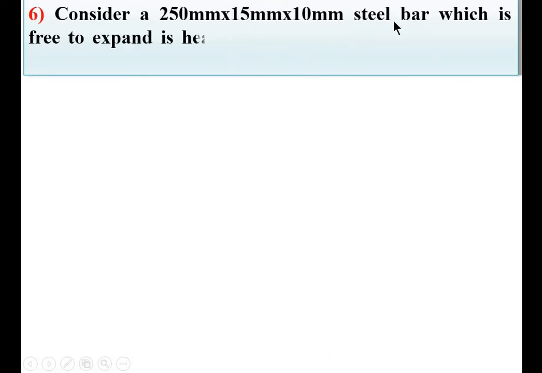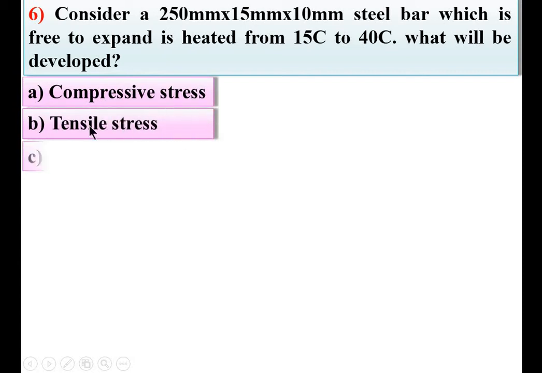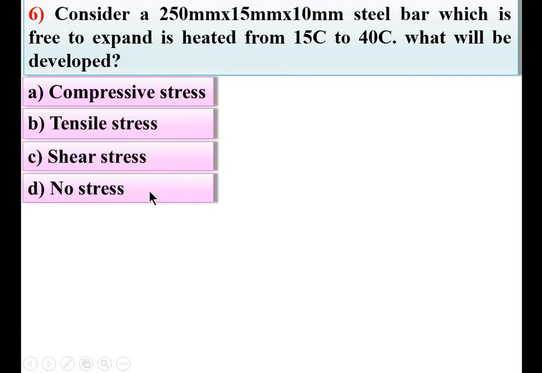Next, consider a 250 mm by 15 mm by 10 mm steel bar which is free to expand and is heated from 15 degrees Celsius to 40 degrees Celsius. What will be developed? Options: compressive stress, tensile stress, shear stress, no stress.